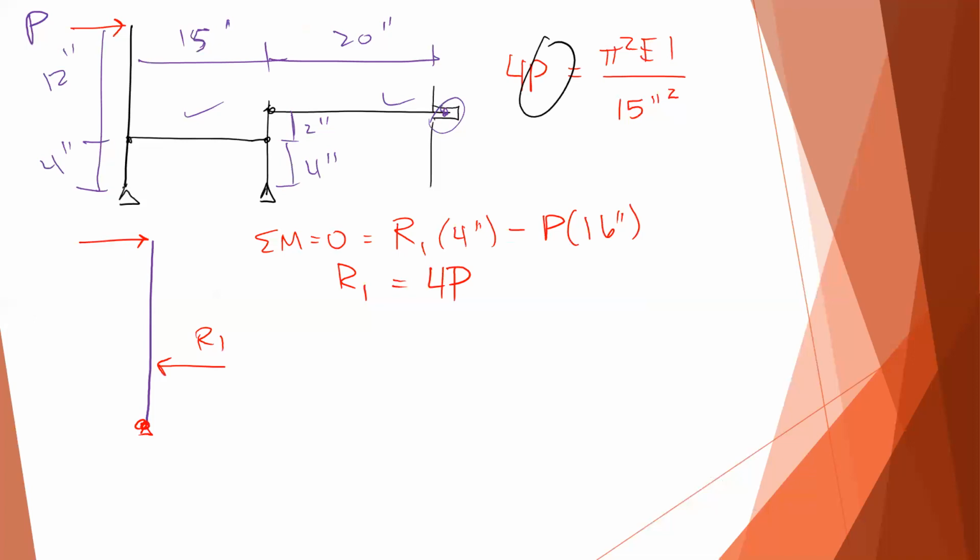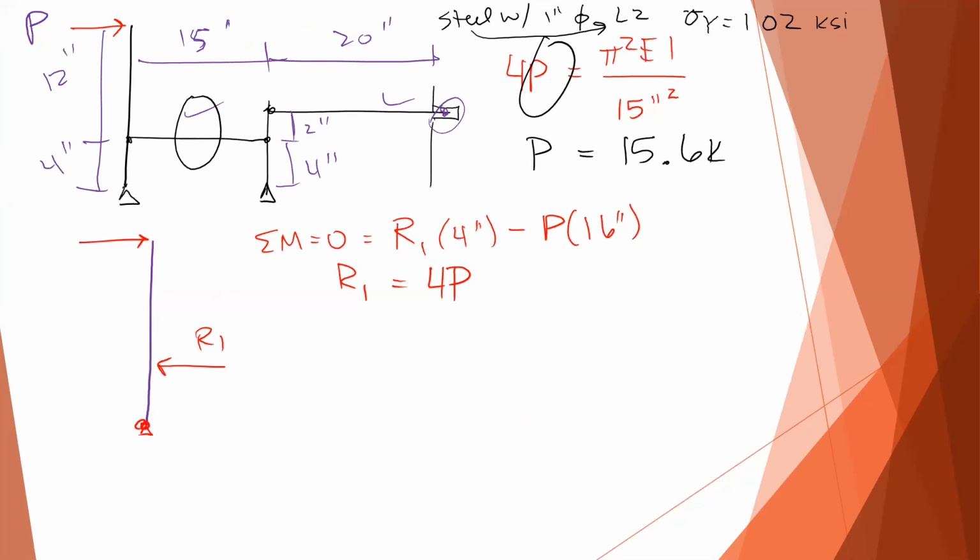And assuming these are steel members with 1 inch diameter. So steel with 1 inch diameter. And it's a special kind of steel. It's L2 steel, which means that it has a yield stress equal to 102 KSI. All right, so if you plug that in, what you find is that P equals 15.6 kips. I can apply 15.6 kips, at which point this member becomes unstable.